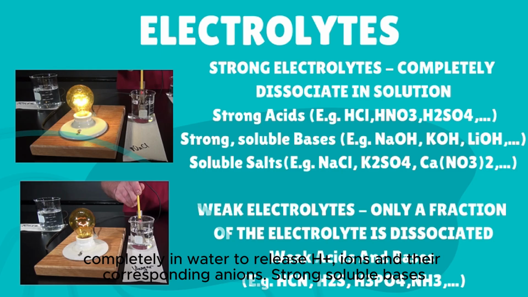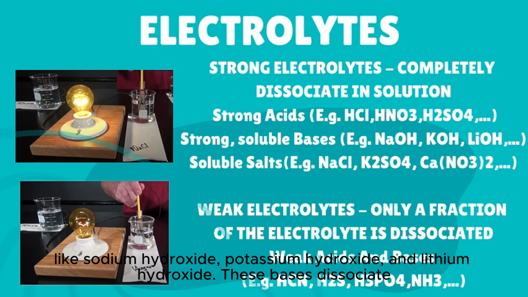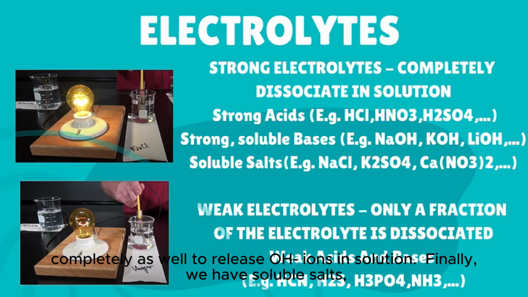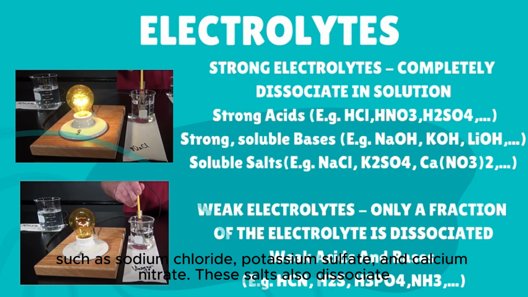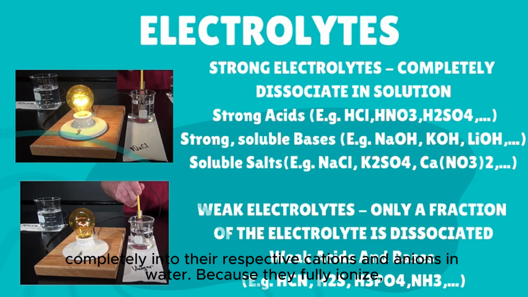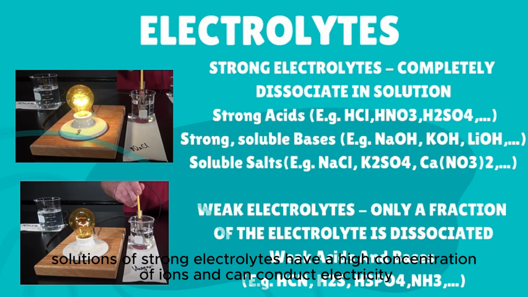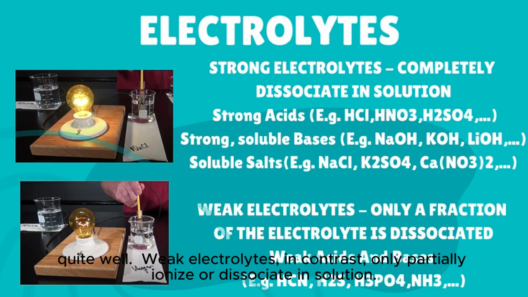These acids dissociate completely in water to release H+ ions and their corresponding anions. Strong soluble bases like sodium hydroxide, potassium hydroxide, and lithium hydroxide. These bases dissociate completely as well to release OH- ions in solution. Finally, we have soluble salts, such as sodium chloride, potassium sulfate, and calcium nitrate. These salts also dissociate completely into their respective cations and anions in water. Because they fully ionize, solutions of strong electrolytes have a high concentration of ions and can conduct electricity quite well.